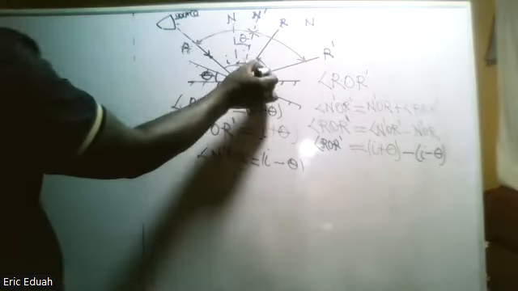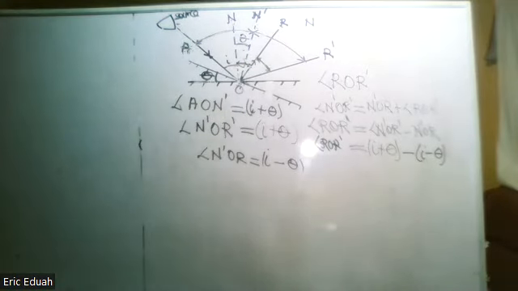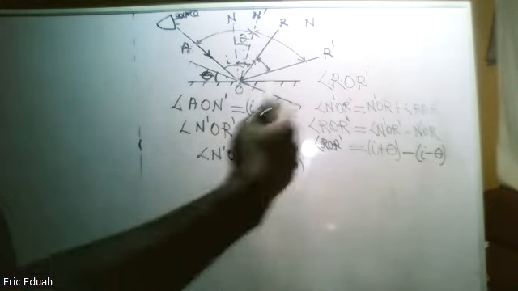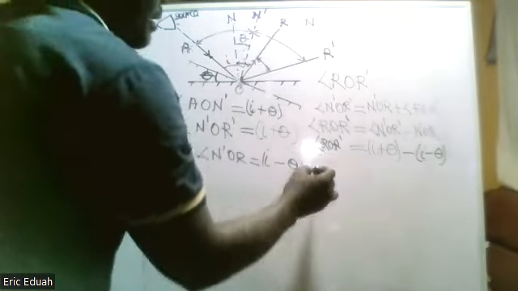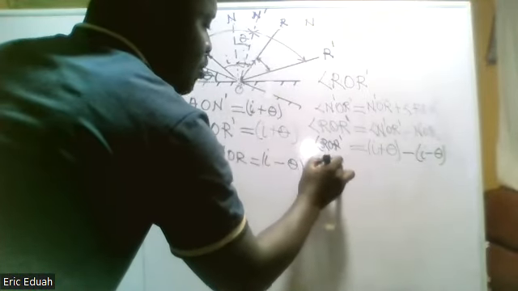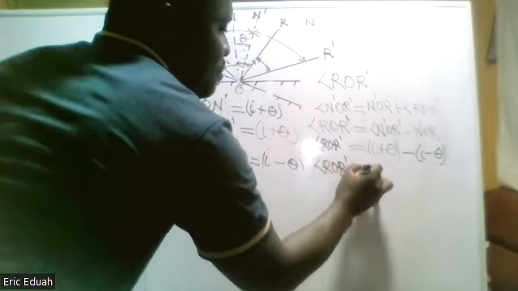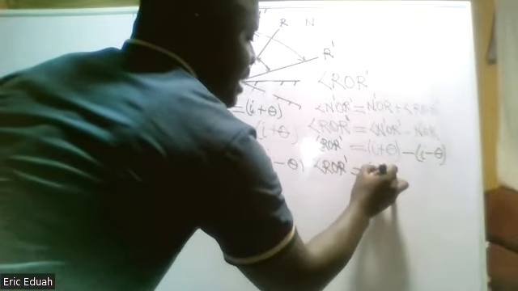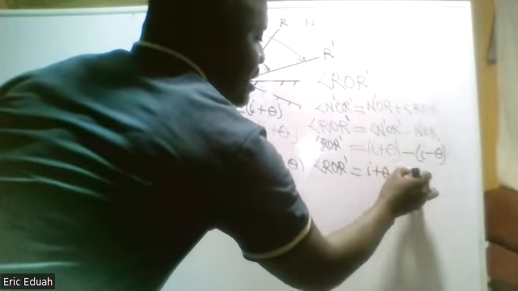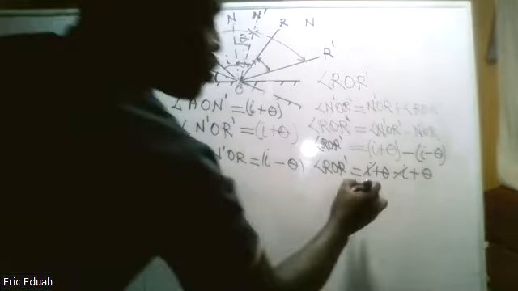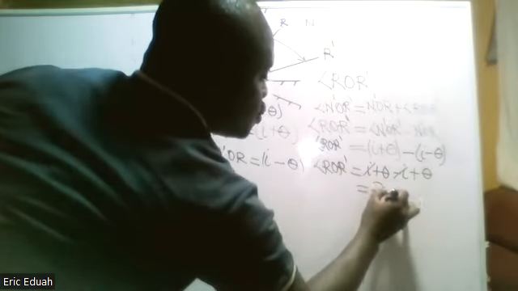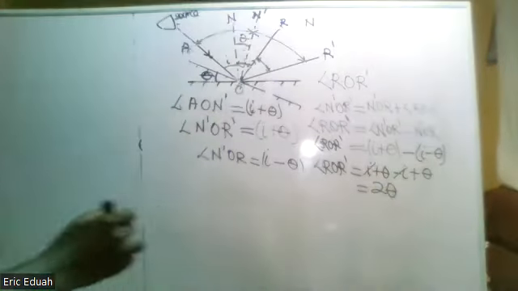Okay, so we can find the angle between the reflected rays, which is angle ROR prime. So angle ROR prime becomes I plus theta minus I plus theta. This and this cancel out to 0. And so we have 2 theta.